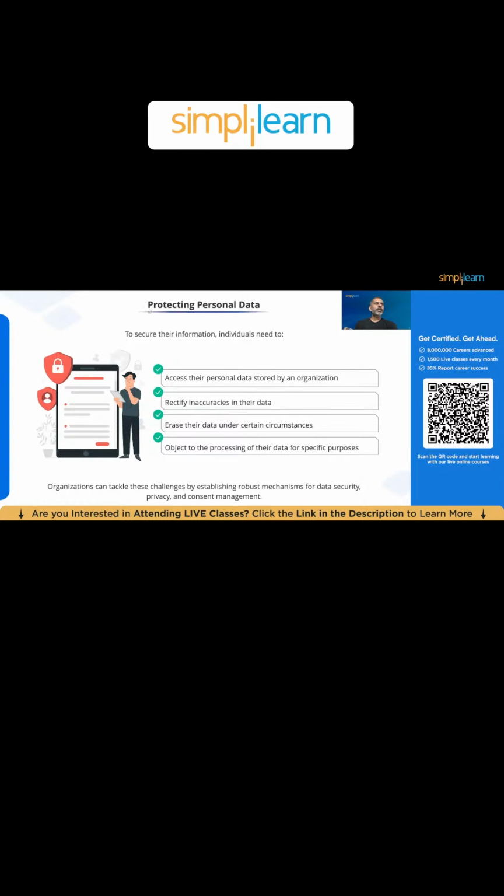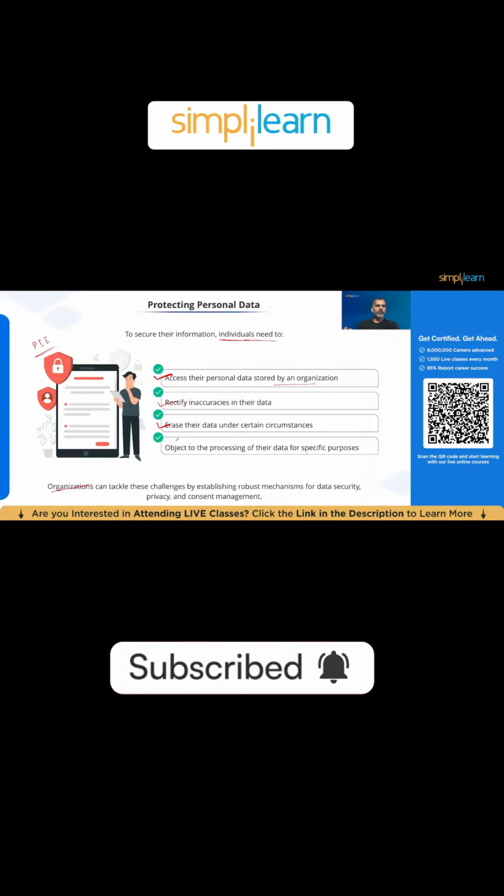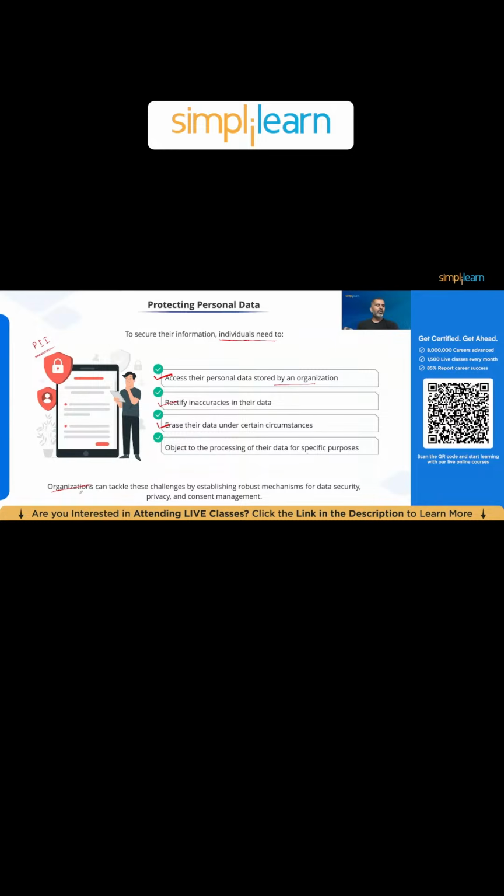When we say we are protecting personal data, that is with respect to two things. One is the individual's PII, what we call personally identifiable information. As a data organization, I have to secure that information. Individuals need to be able to access their personal data stored in the organization, rectify inaccuracies in the data, erase their data under certain circumstances, and object to the processing of their data for a specific purpose. These are the checkpoints we need to put in place. But when we do this, the organization has to go through certain challenges: they have to establish a robust mechanism for data security, privacy, and consent management. These three things are very important.